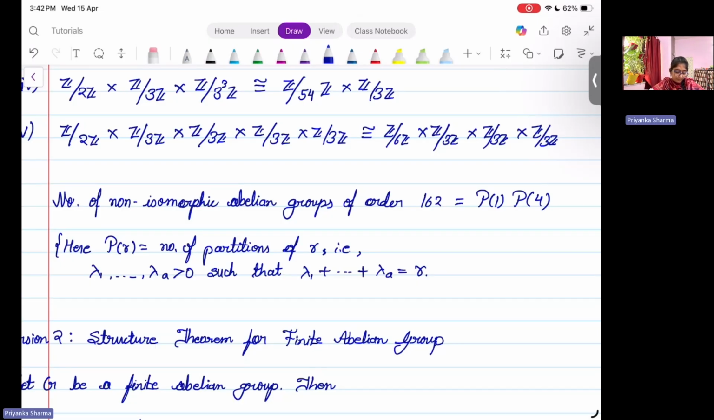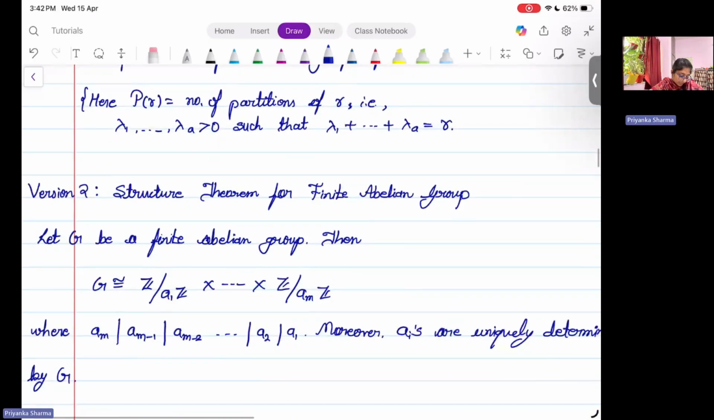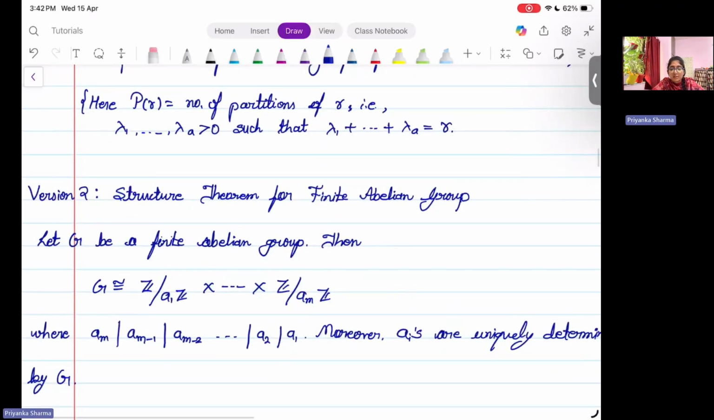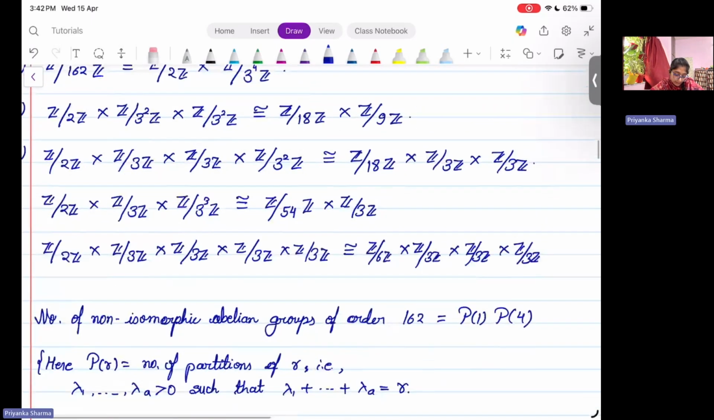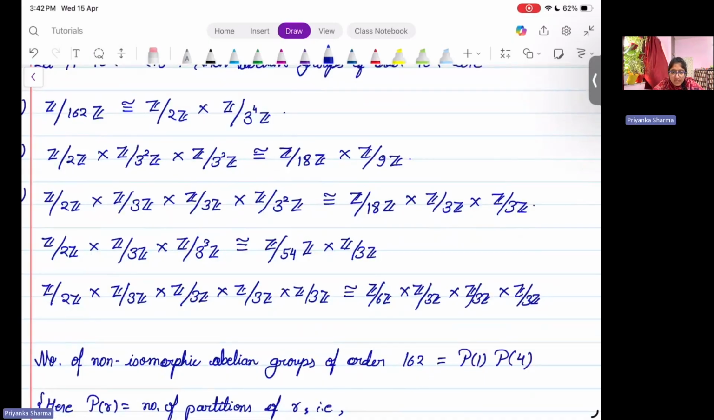Now we have another version of the structure theorem for finite abelian groups. This version is motivated by the clubbing which we have done here.